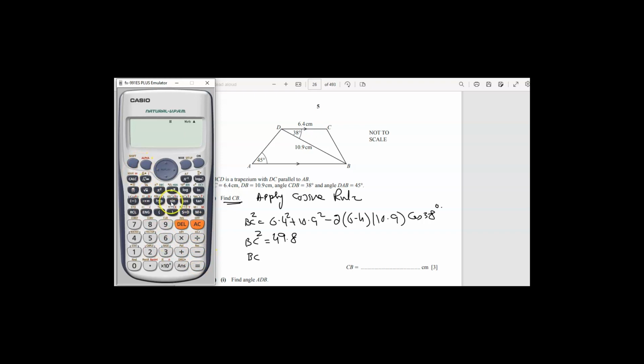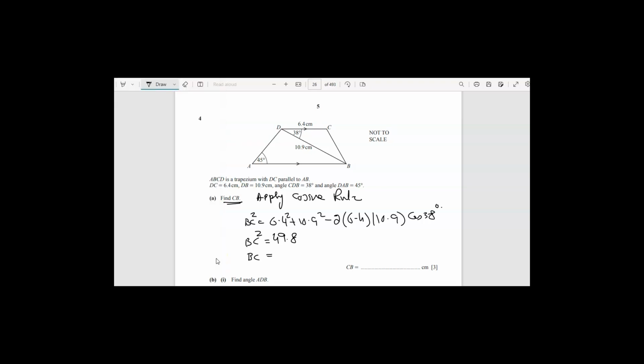Sorry, let me write it again. 49.8. So the answer is 7.06, 7.05 or 6. Okay, so this is our answer.